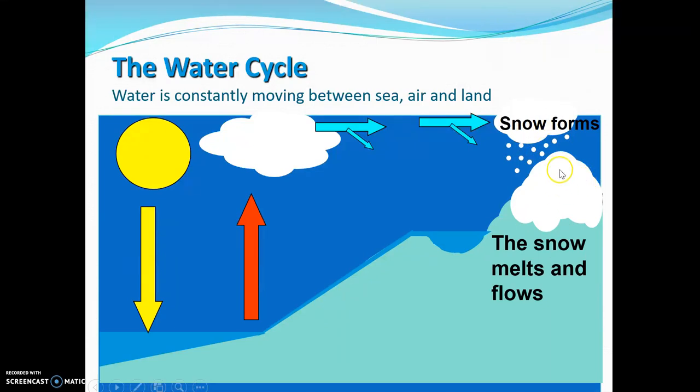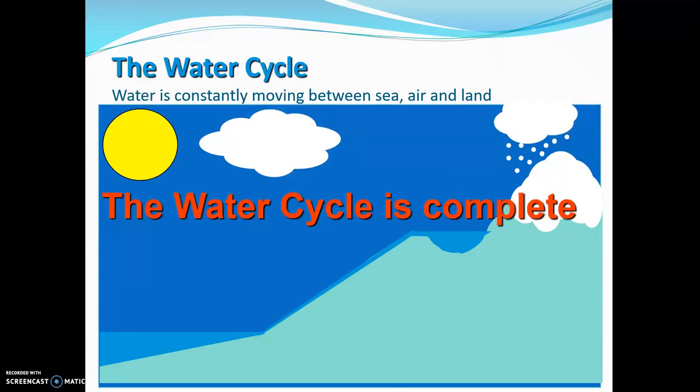What then happens is the snow melts and flows back towards the ocean in this process called runoff. This allows lakes to form, rivers flow towards the ocean, and then the water cycle is complete and starts all over again.